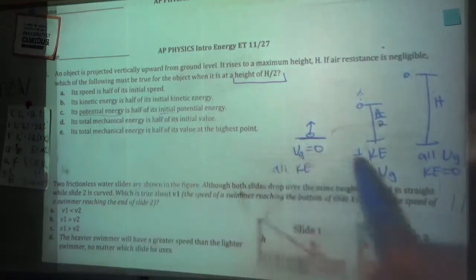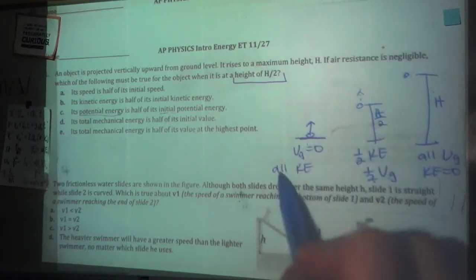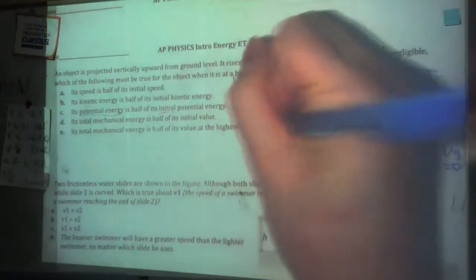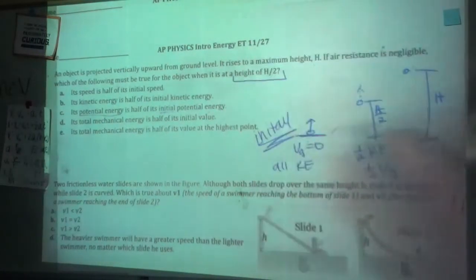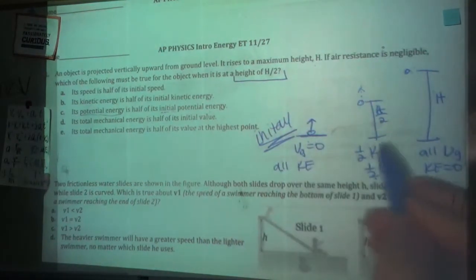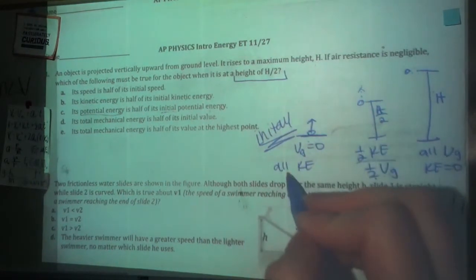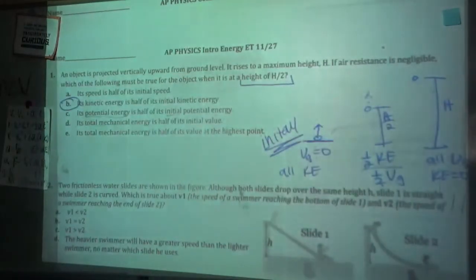So what was true is that its kinetic energy is half of its initial kinetic energy, because this is your initial point, right, at the beginning. I had all kinetic energy, and at this point, it's half of what I had at the beginning. So B, its kinetic is half of its initial kinetic.